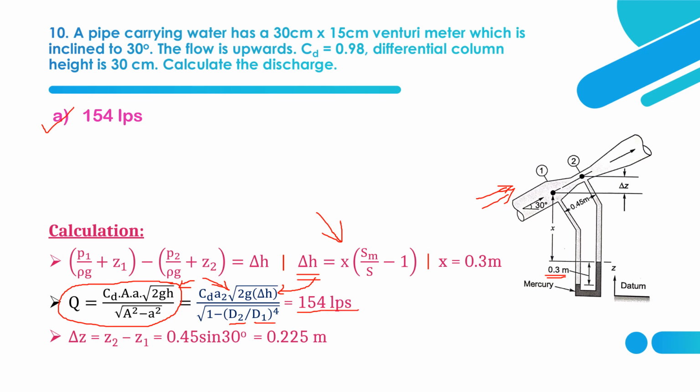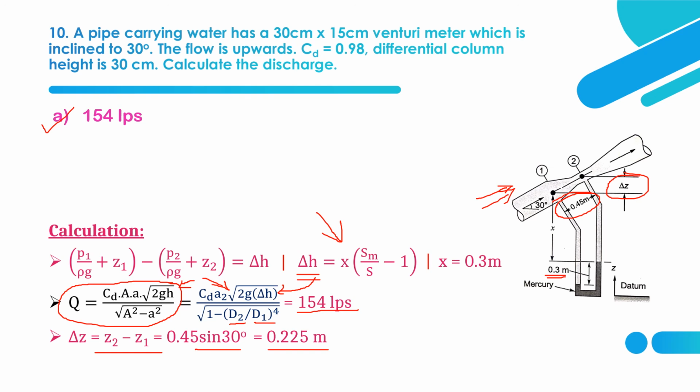And if they ask to find this del Z value, how to find that? Z2 minus Z1. Here it is inclined at 30 degrees, so we have to get it vertical. That's why sine 30 degrees. So 0.45 is the difference between these values. 0.45 into sine 30 degrees gives the answer 0.225 meter.